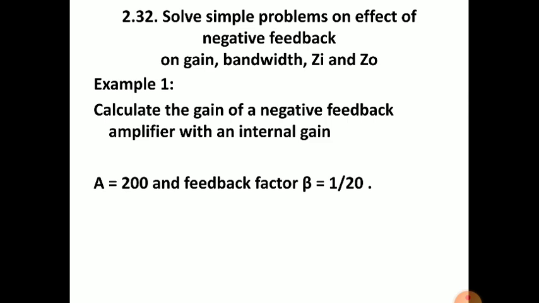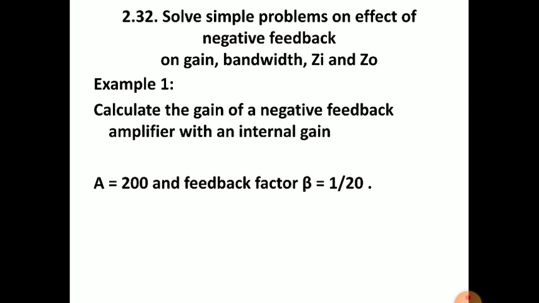Does everybody complete? Just see the question once again. Whoever has not completed or whoever completed, please check yourself whether you have done it correctly or not. First, write the question again. Calculate the gain of a negative feedback amplifier. It is a feedback amplifier and it is negative, with an internal gain A is equal to 200 and feedback factor beta is equal to 1 by 20.